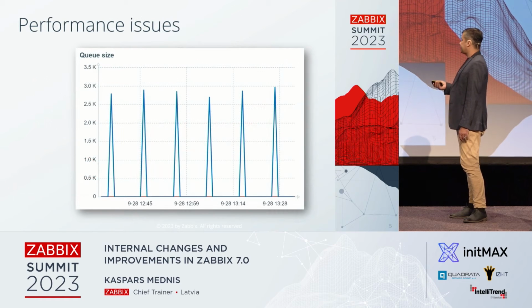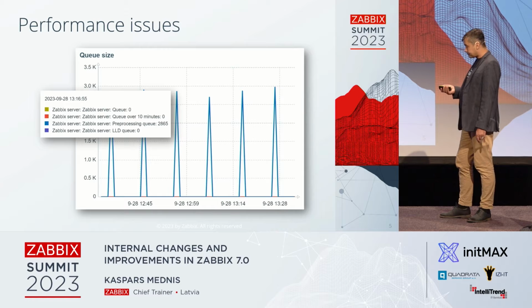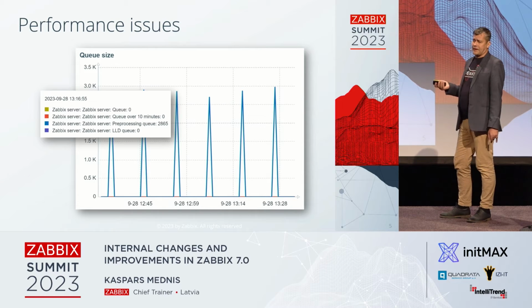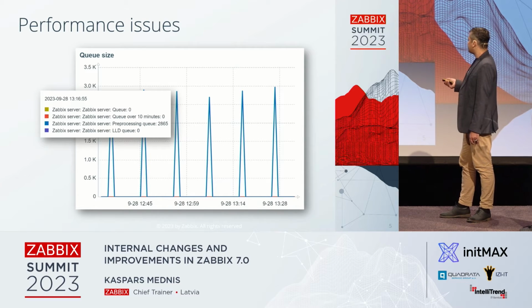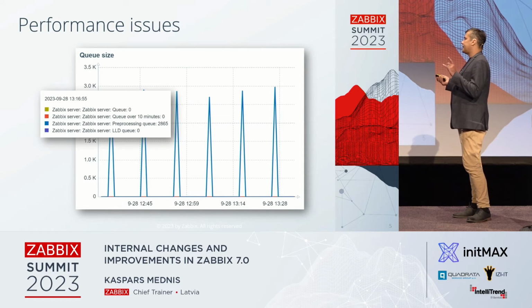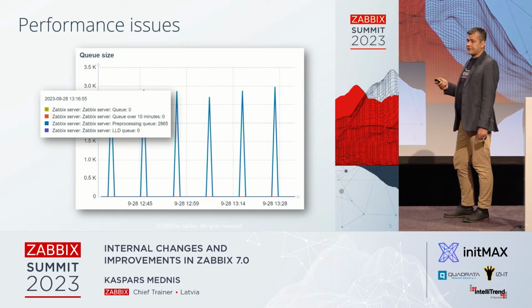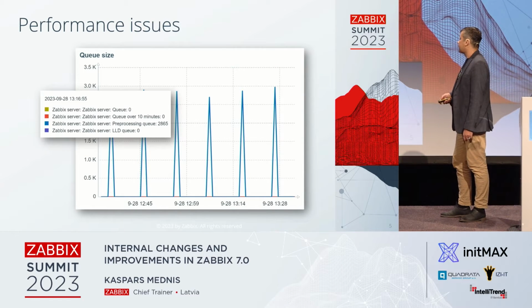So this is how it looks in Zabbix. This is a pre-processing queue, and you can see all those spikes. What do those spikes mean? There are thousands of objects waiting to be processed, waiting to be flushed into the history cache. And you may have some delays in monitoring.